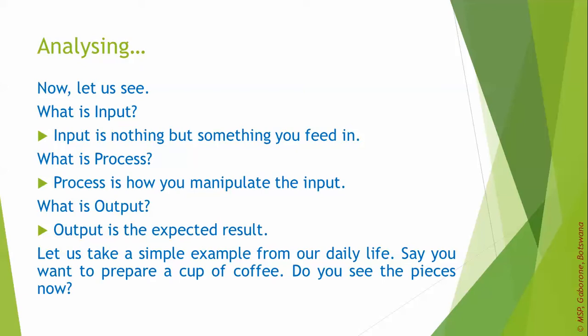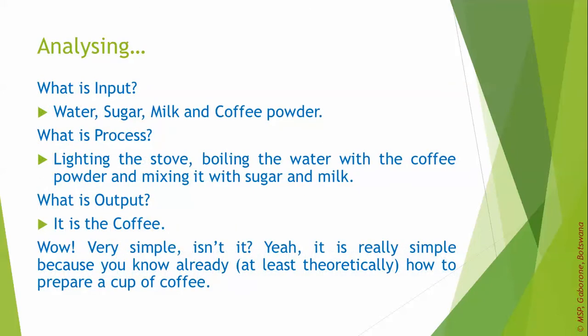Let us take a simple example from our daily life. Say you want to prepare a cup of coffee. Do you see the pieces now? What is input? Water, sugar, milk, and coffee powder. What is process? Lighting the stove, boiling the water with the coffee powder, and mixing it with sugar and milk. What is output? It is the coffee. Wow, very simple, isn't it? Yeah, it is really simple because you know already how to prepare a cup of coffee, at least theoretically.